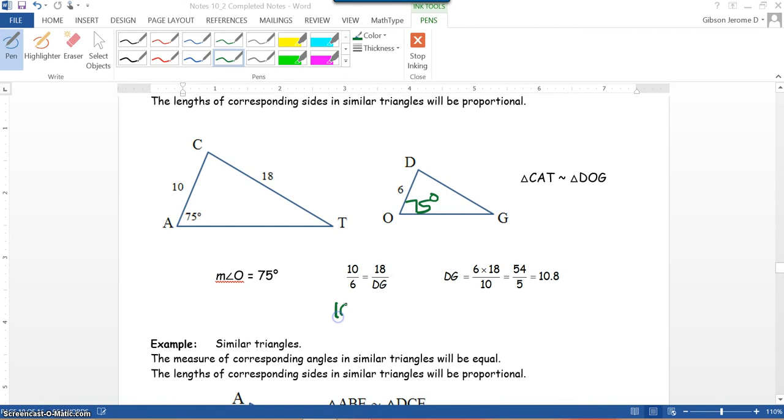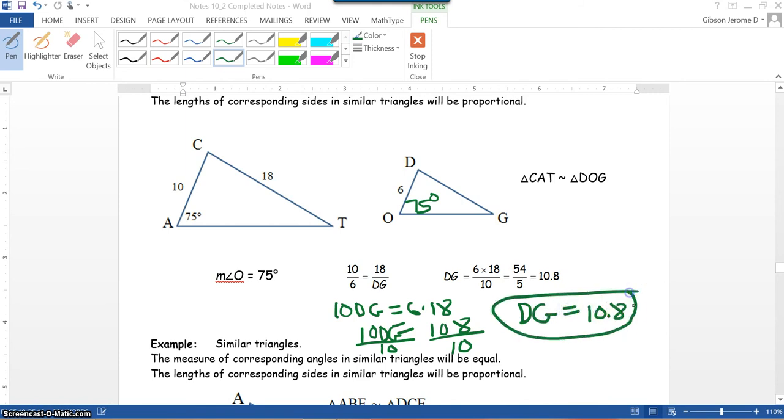So we'll do 10 times DG is equal to 6 times 18. Now, 6 times 18 will give us 108. And we will have 10 DG. Now we have to get DG by itself, so we divide each side by 10, and we will have DG is equal to 10.8. And that will be the final answer for that side.